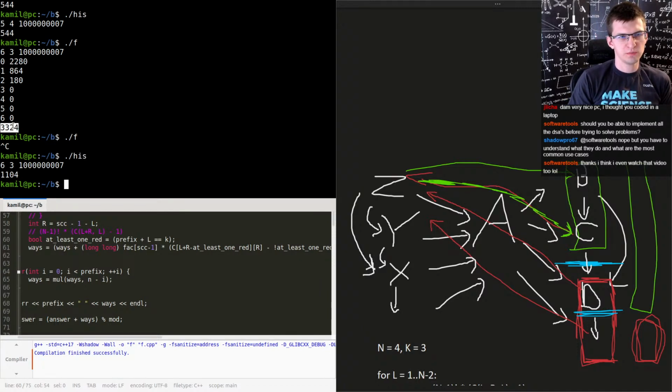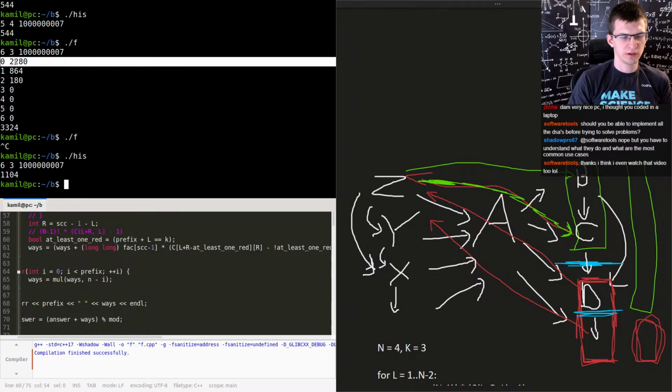My answer is much bigger than it should be. By 2000. In particular, it means that this is incorrectly computed. Most likely, this is incorrectly computed too.